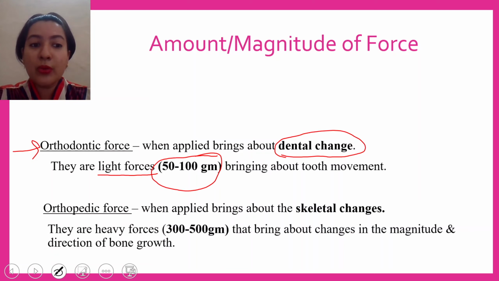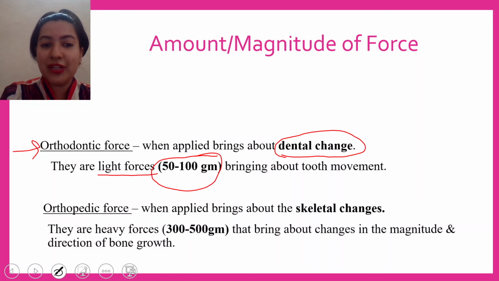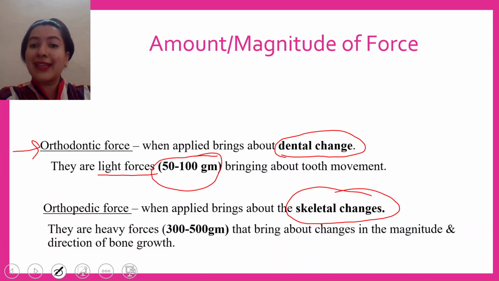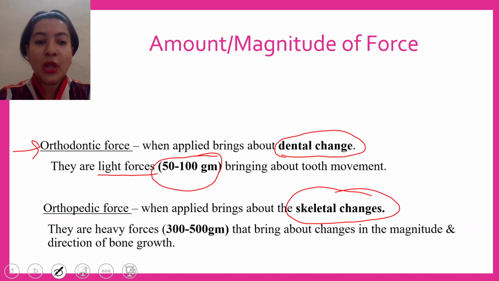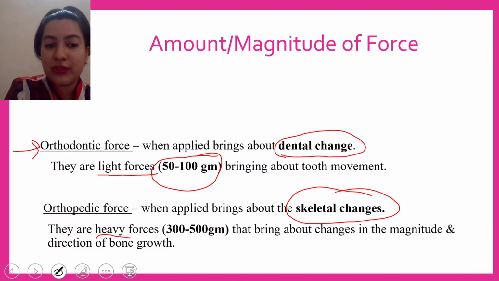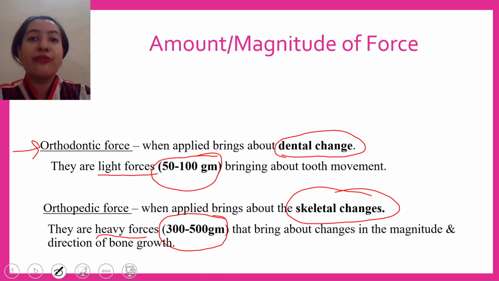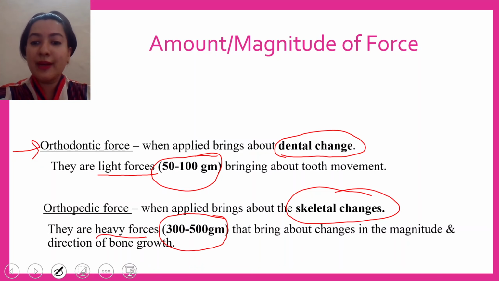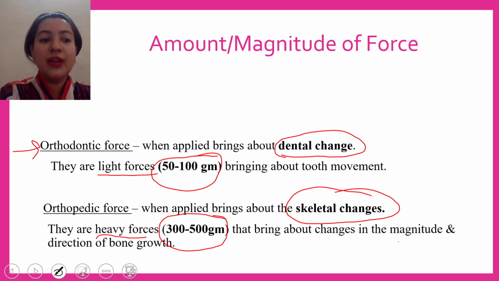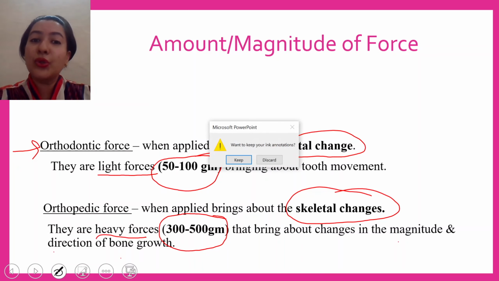But when we talk about orthopedic forces or orthopedic treatment, it means we are moving the jaws. So there would be skeletal changes, because we are doing changes in maxilla or mandible. Obviously, if you want to move maxilla or mandible, you require heavy forces. So that takes about 300 to 500 grams of force, which will bring about the changes in the magnitude and the direction.